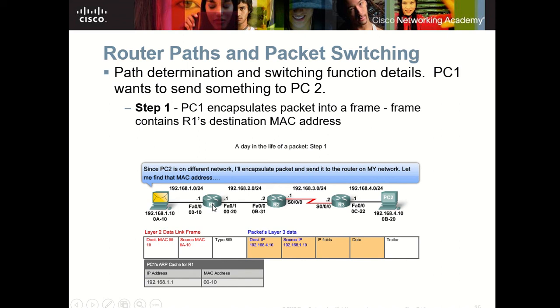Now, PC's nearest path to go to will be the router, because that is its gateway. So with that, what it adds when encapsulating the packet into a frame is its own MAC address as the source, and for the destination MAC address, it will be the MAC address of R1's .1 interface, which is 00-10.